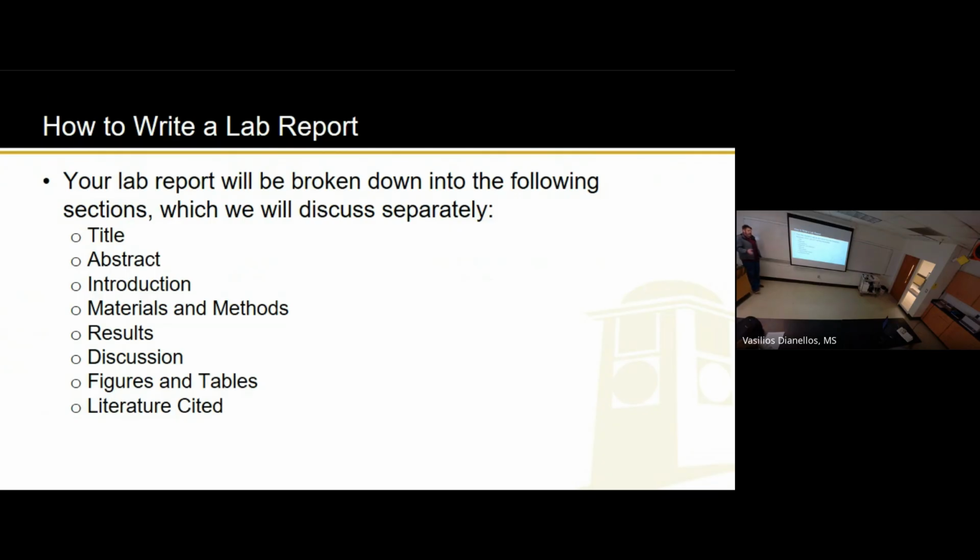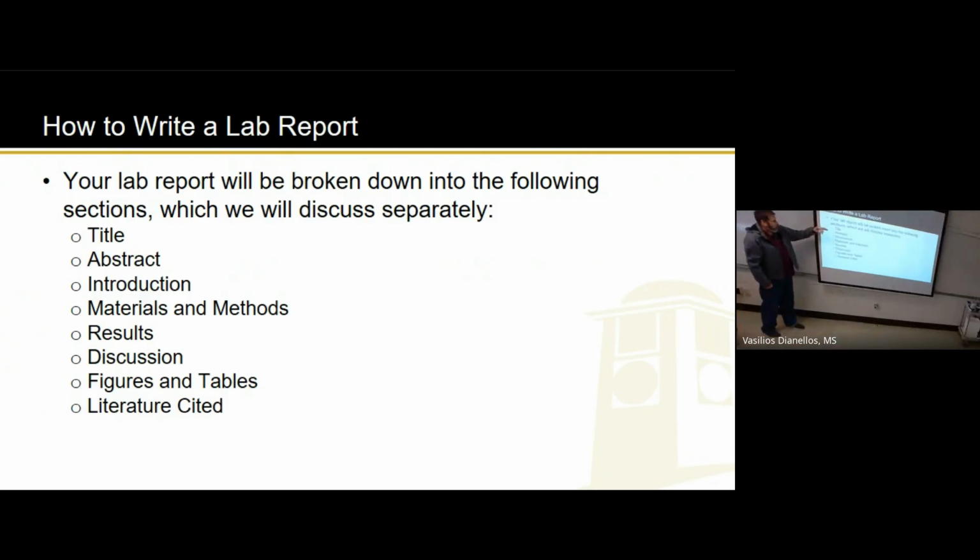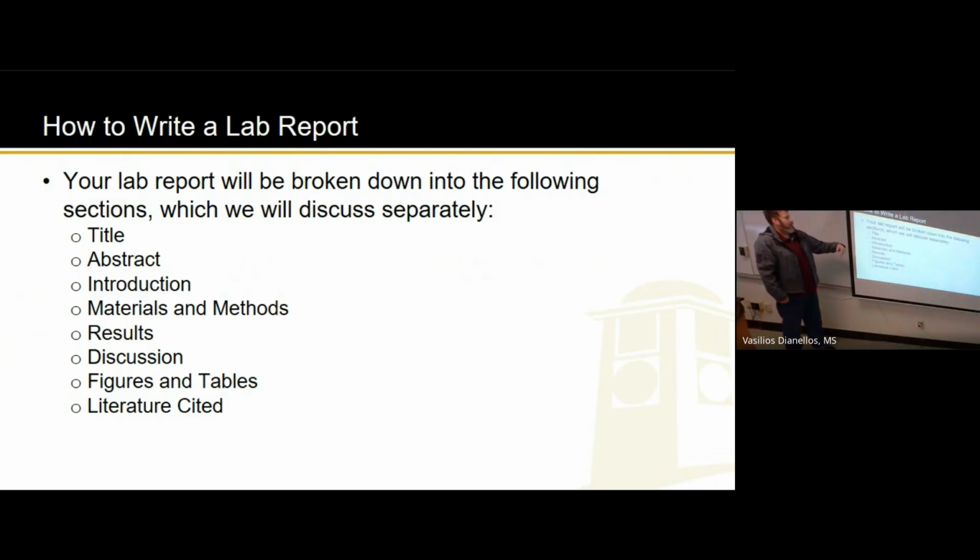All right, here's where it gets a little bit more complicated. Again, do not Google this because every source is going to be different. Here's how I want you to do it. You're going to have a title, and we're going to talk about all these separately. A title followed by an abstract, followed by an introduction, followed by materials and methods, followed by results, followed by discussion, figures and tables, and literature cited. So that's a good, we'll talk about that.